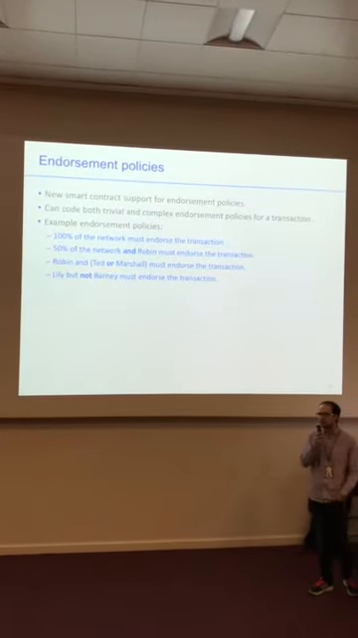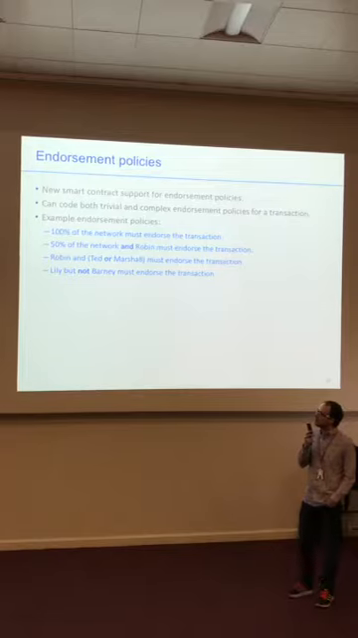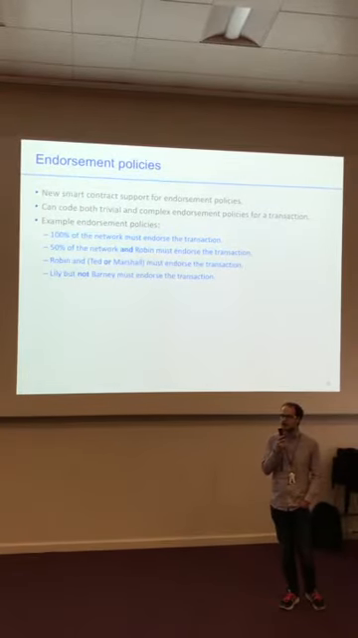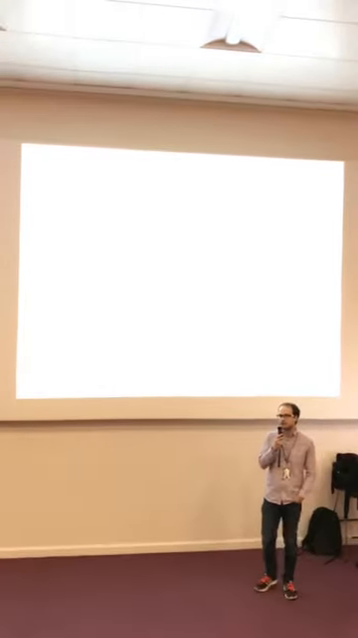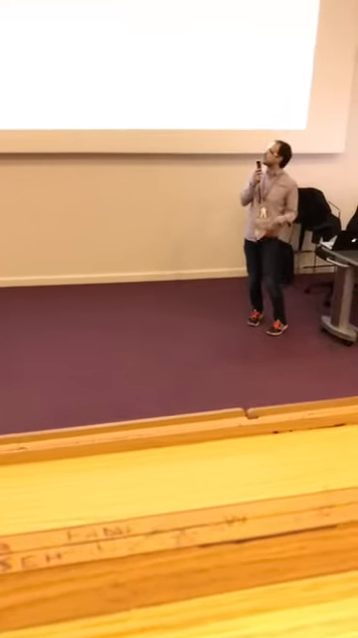There's also going to be endorsement policies in V1, which is new coding support in the smart contract for saying who must endorse the transaction at the time it is being processed. And you can do that in code, so you can have policies such as all of the network must endorse this transaction, or 50% of this network and Robin must validate the transaction, or Robin and Ted or Marshall must endorse the transaction, or Lily but not Barney. So you can be really complex about who is endorsing your transactions.